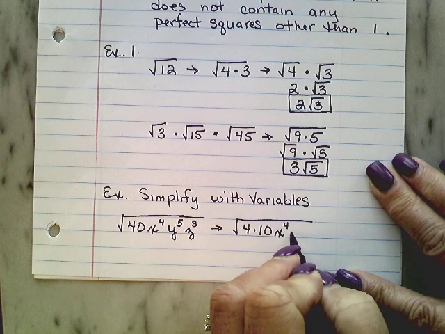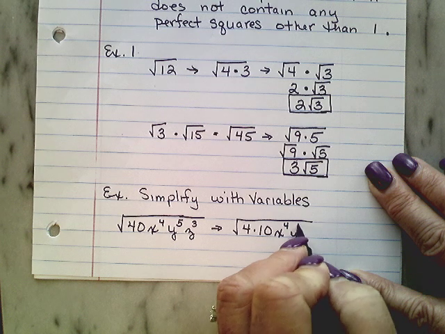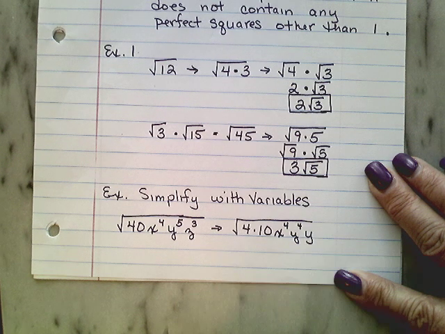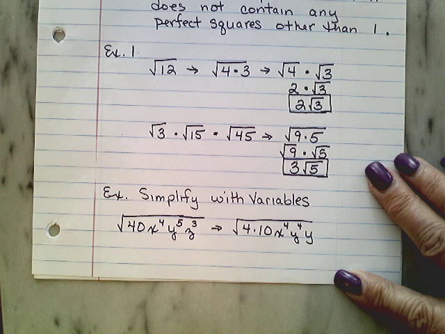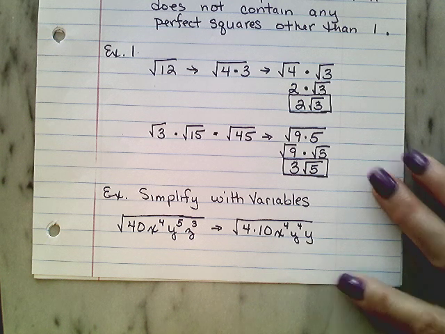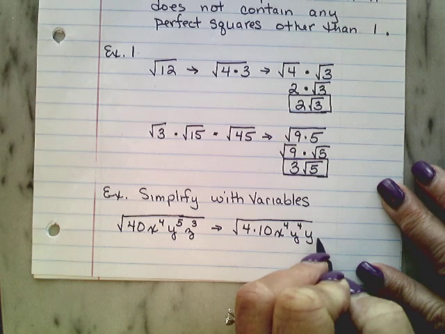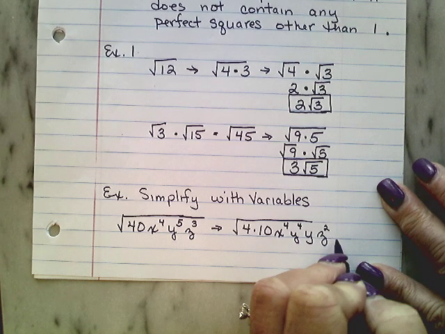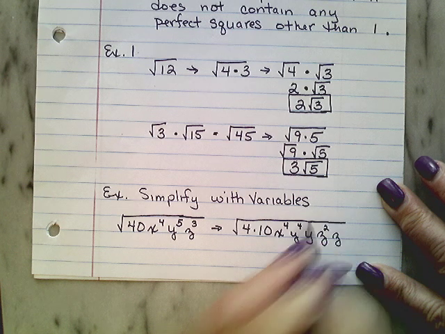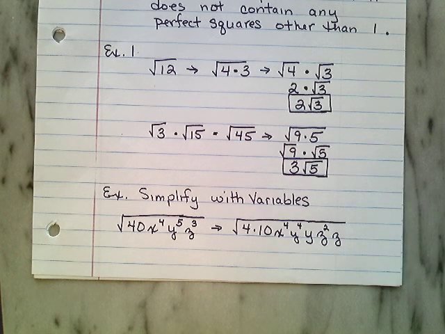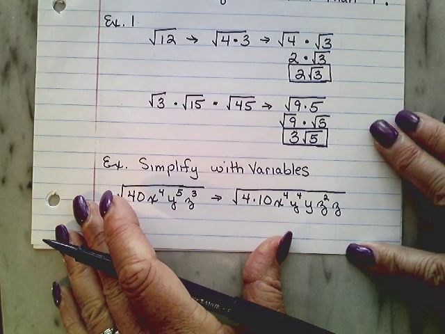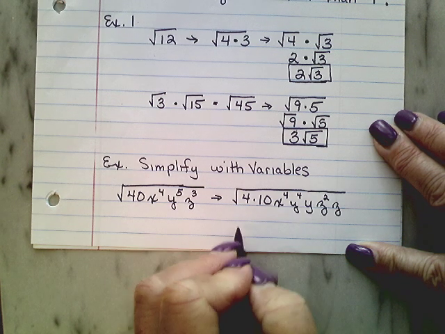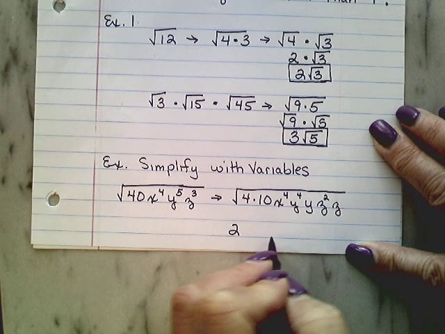Y to the fifth, I'm going to break that down to be y to the fourth times y. So now I have y to the fifth, but I broke it down so that I can take the square root of y to the fourth. And then I would do the same with z. I can do z squared times z. Okay, so I broke down the ones that had odd exponents, so that way I can take the square root of those even exponents. Square root of 4 would be 2. I'm going to leave a little bit of space.